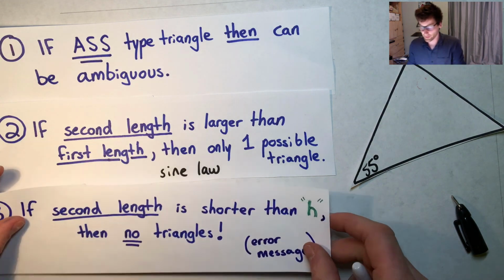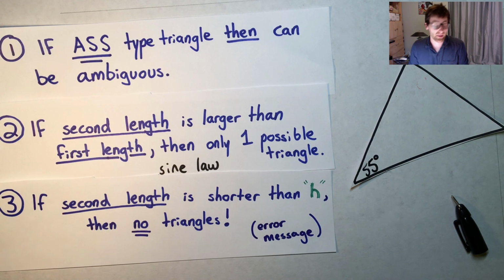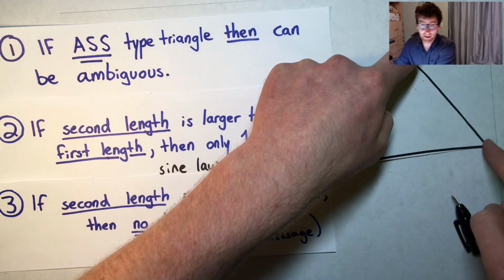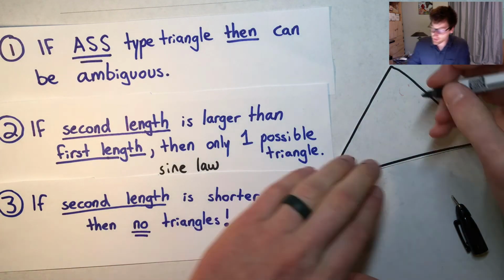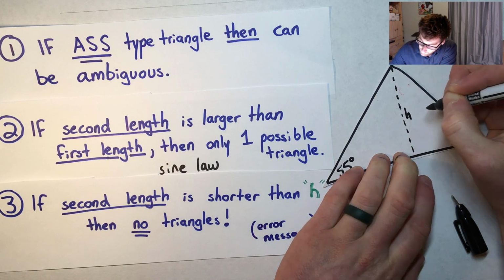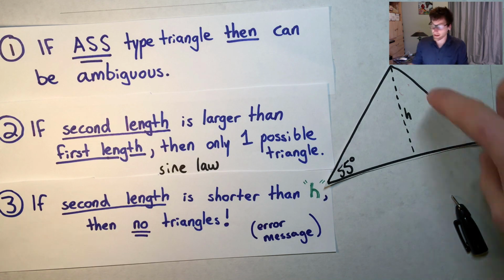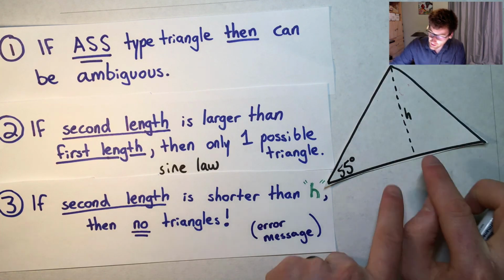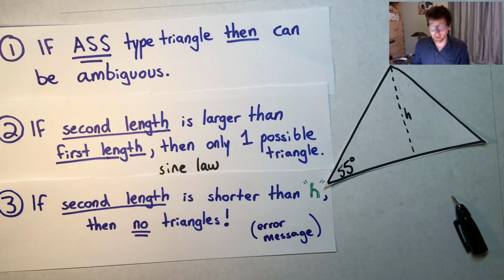Number 3. What else did we find? If your second length, the second one here, is shorter than h, shorter than that h length, you'll never actually be able to reach this bottom line, and you won't be able to make a triangle. So if this length is shorter than h, there'll be no triangles. And how we solve it is we just try to do sine law, and we get an error message. That error message tells us it's too short.